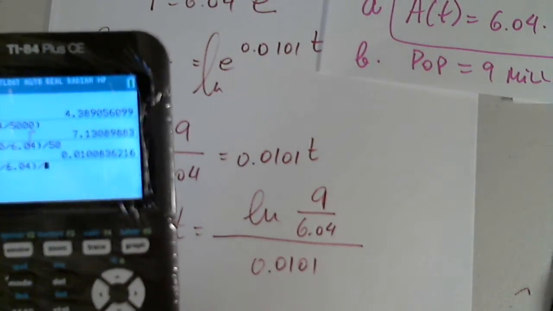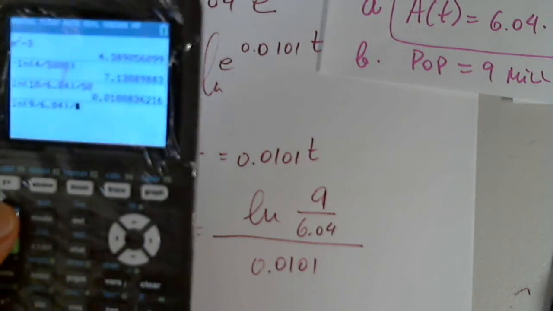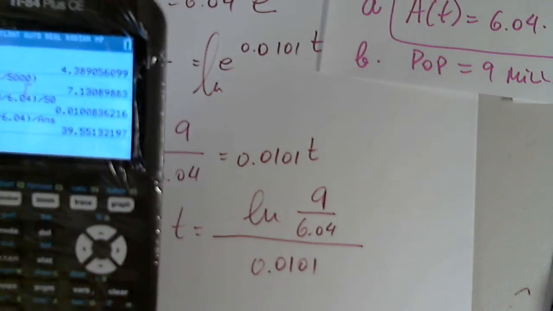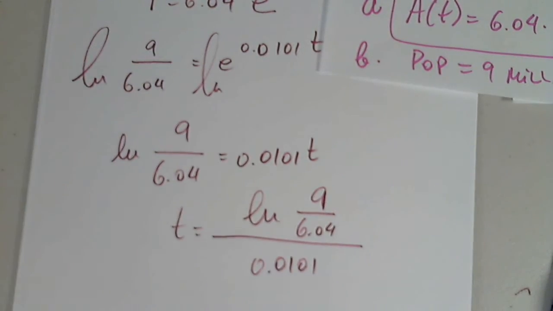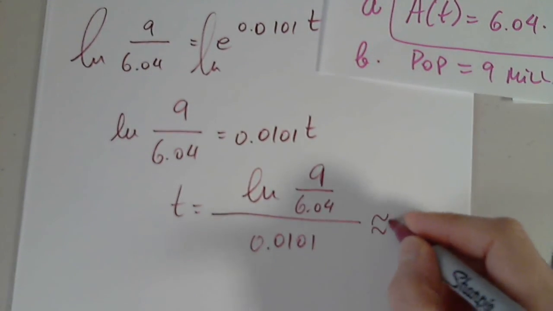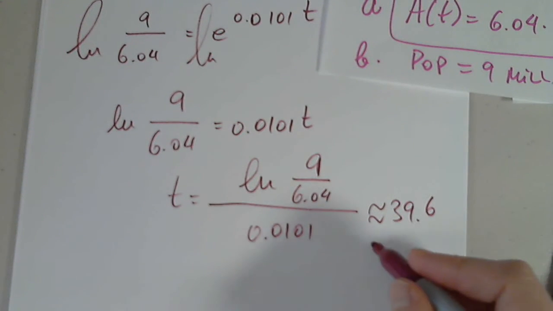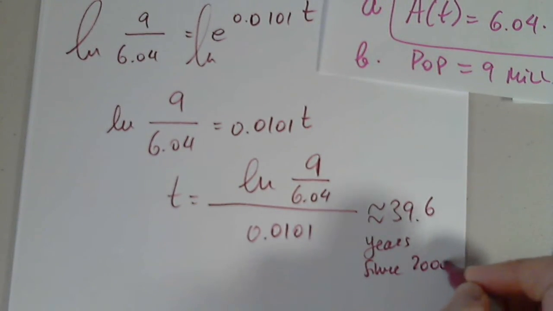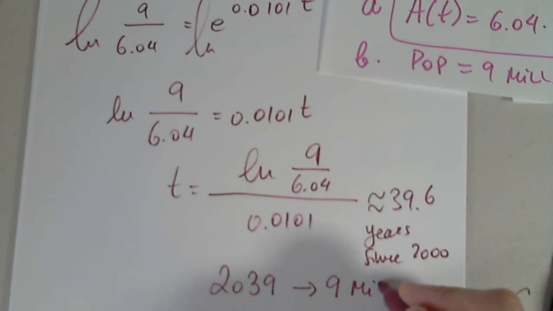6.04, and divide everything by, if you still have it there, just punch in previous answer and you will take the whole thing. And you will give us the best approximation possible. So 39.6. What does 39.6 mean? It's years since 2000. So it appears that in 2039, sometime, the population will reach 9 million.